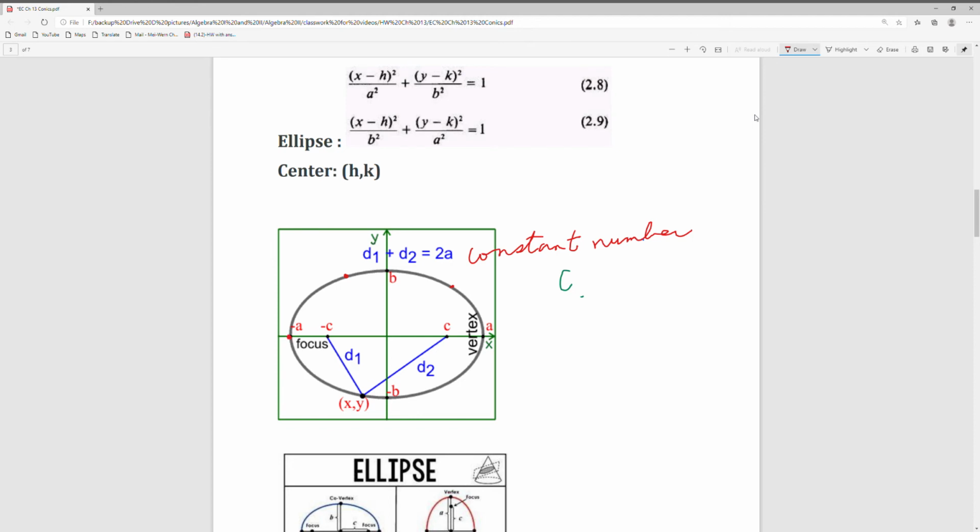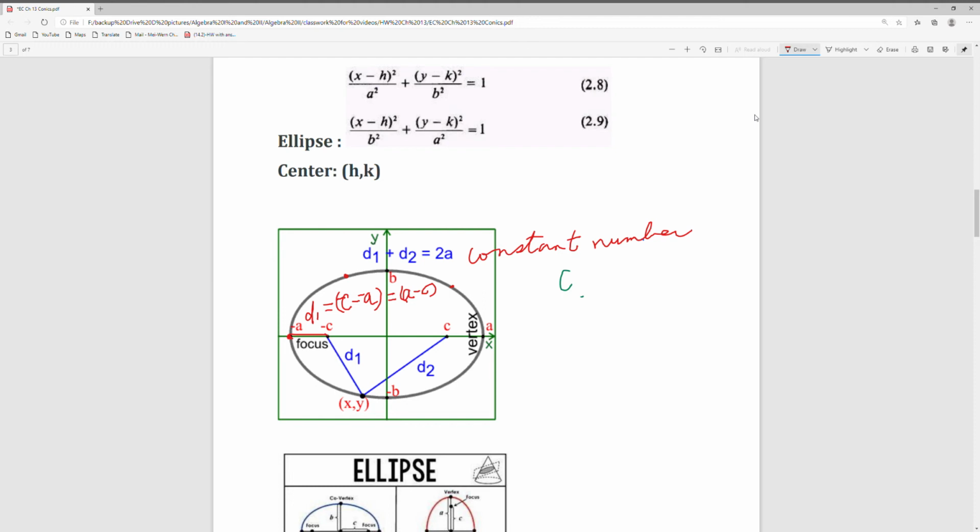This is the point on the ellipse. So the distance d1 basically is, you subtract these two numbers, right? So it will be c minus a. So it needs to be negative c minus negative a. Negative c minus negative a becomes a minus c. Okay, so this is d1.